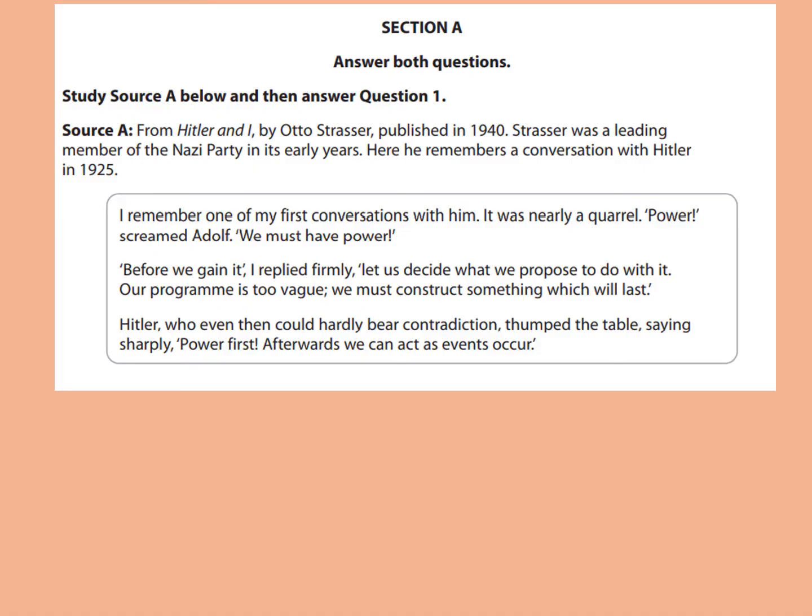I remember one of the first conversations with him. It was nearly a quarrel. Power, screamed Adolf. We must have power. Before we gain it, I replied firmly, let us understand what we propose to do with it. Our program is too vague. We must construct something which will last. Hitler, who even then could hardly bear contradiction, thumped the table, saying sharply, power first. Afterwards, we can act as events occur.